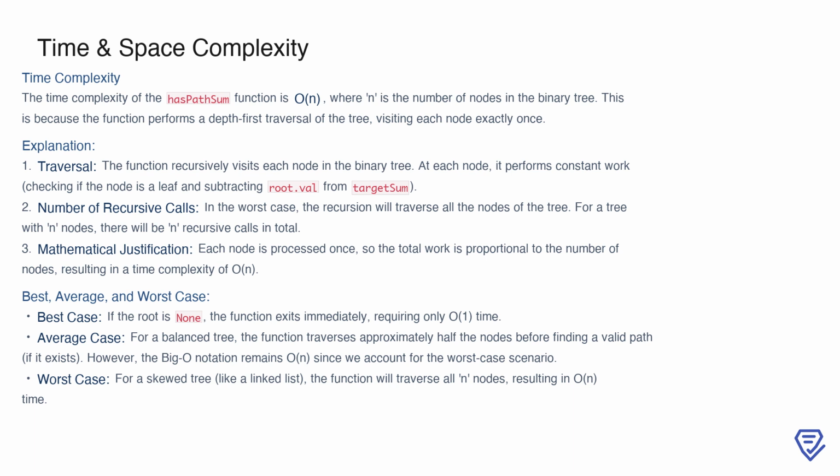Now, in the best-case scenario, such as when the root node is null, the function exits immediately, requiring only O(1) time. For a balanced tree, the traversal might stop earlier if a valid path is found, but we still consider the worst-case scenario for big O analysis. In the case of a skew tree, where all nodes are arranged like a linked list, the function processes all n nodes, reinforcing the O(n) time complexity.